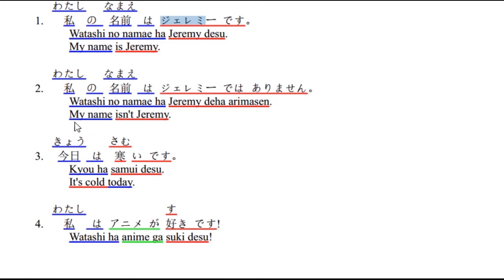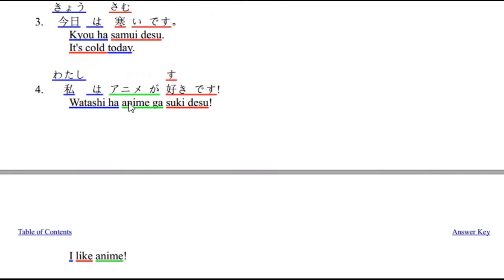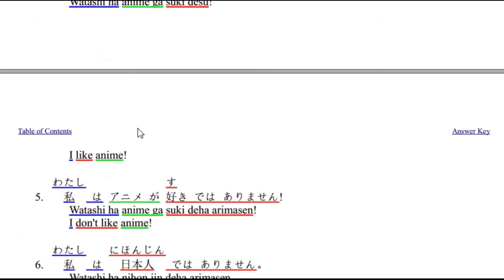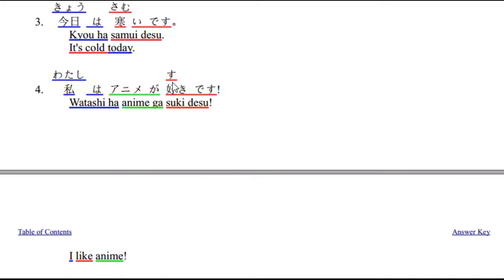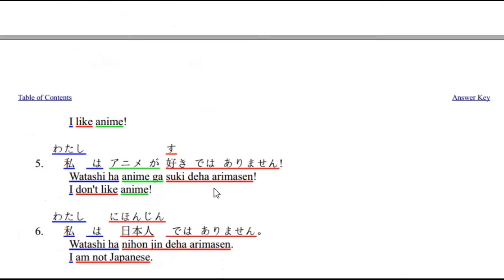And number 3, kyou wa samui desu. It's cold today. And number 4, watashi wa anime ga suki desu. I like anime. And number 5, watashi wa anime ga suki de wa arimasen. I don't like anime. And here we have another clear example. Suki desu means I like, and suki de wa arimasen means I don't like.